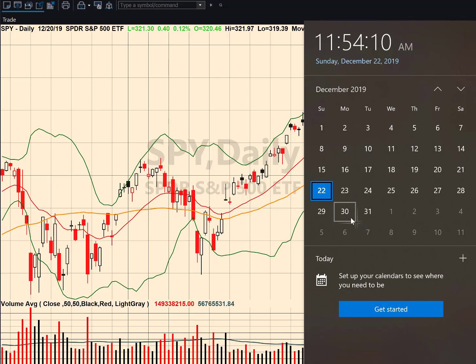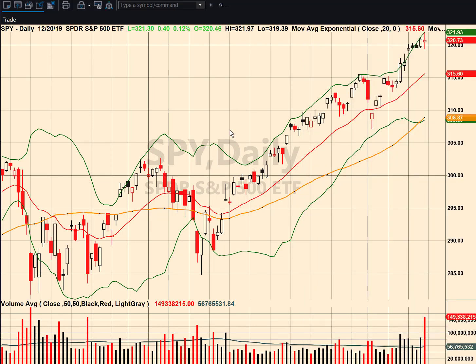We could see some larger swings because of the light volume, just like we saw last December, although I don't see anything on the horizon for the next 4 or 5 trading days that would show a December like last year where there'd be a big drop. But again, it's usually choppy the last 2 weeks historically.